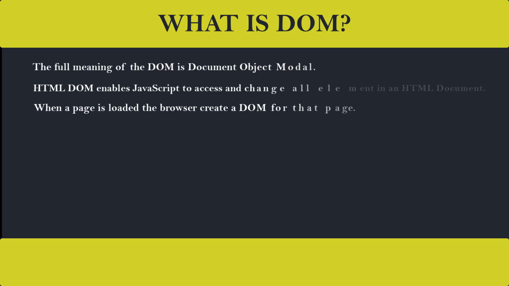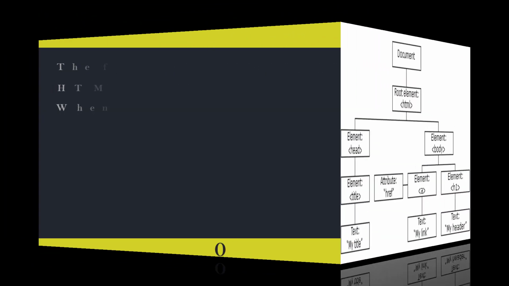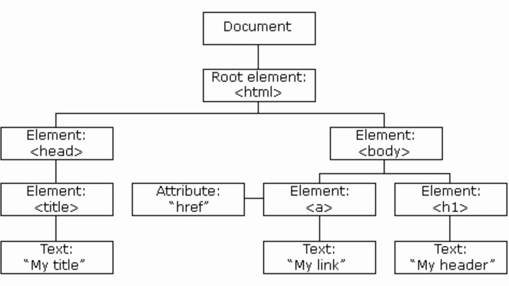Here is the HTML DOM tree of objects. So we have the document, we have the root element, we have the head, we have the body, we have the title. The title is just directly from the head, and we have the title name. Also, we have the body, we have the attributes, we have the elements, anchor, we have the h1, we have the names in the anchor and in the h1.